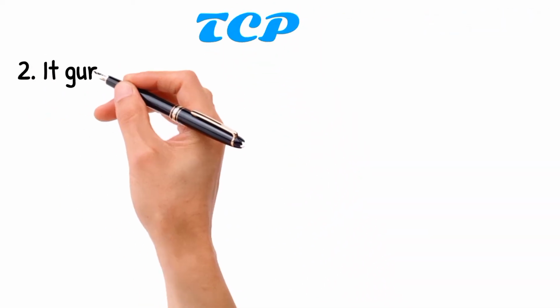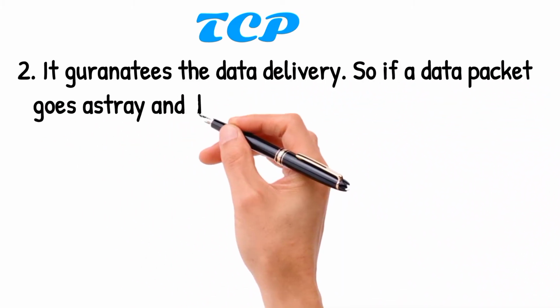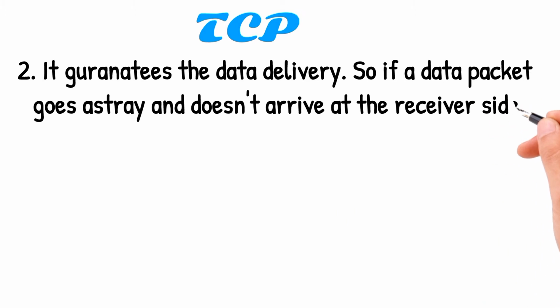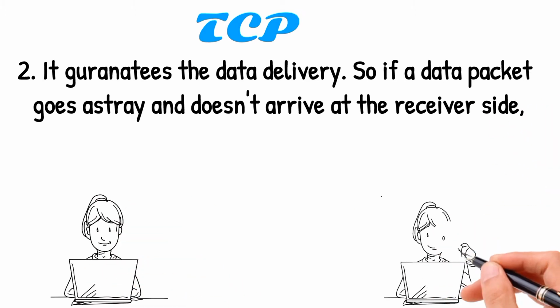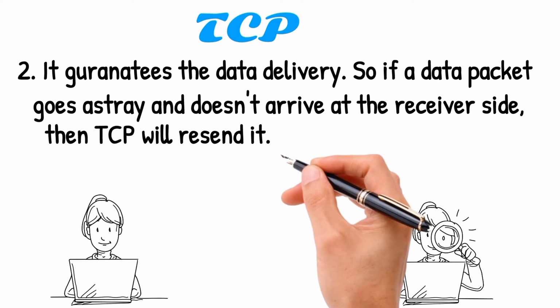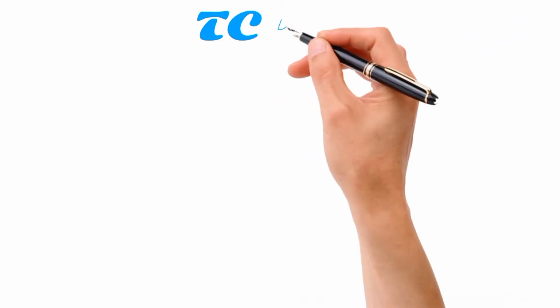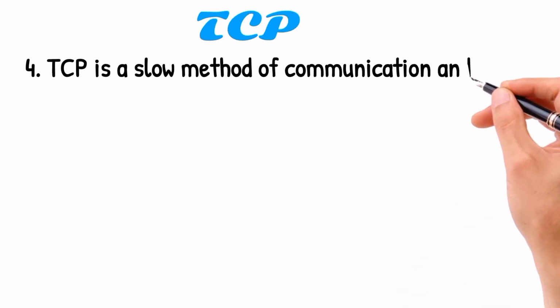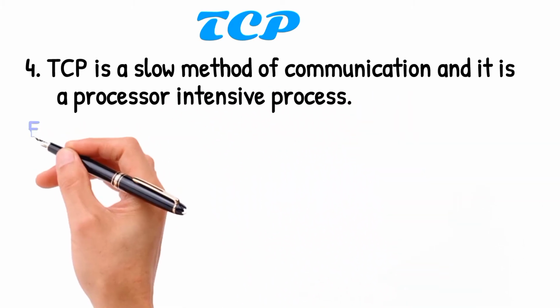TCP guarantees the data delivery. So if a data packet goes astray and doesn't arrive at the receiver end, then TCP will resend it. So we can say that TCP is a reliable communication. TCP is a slow method of communication, and it is a processor-intensive process.